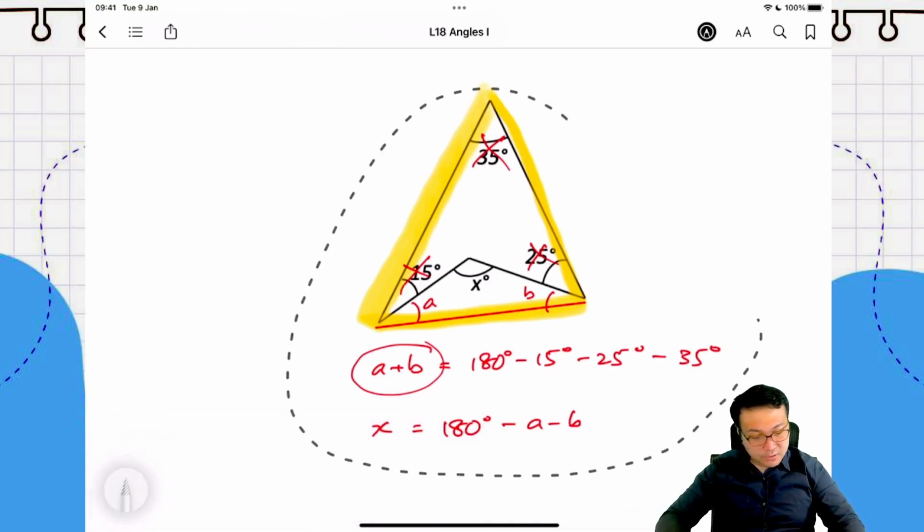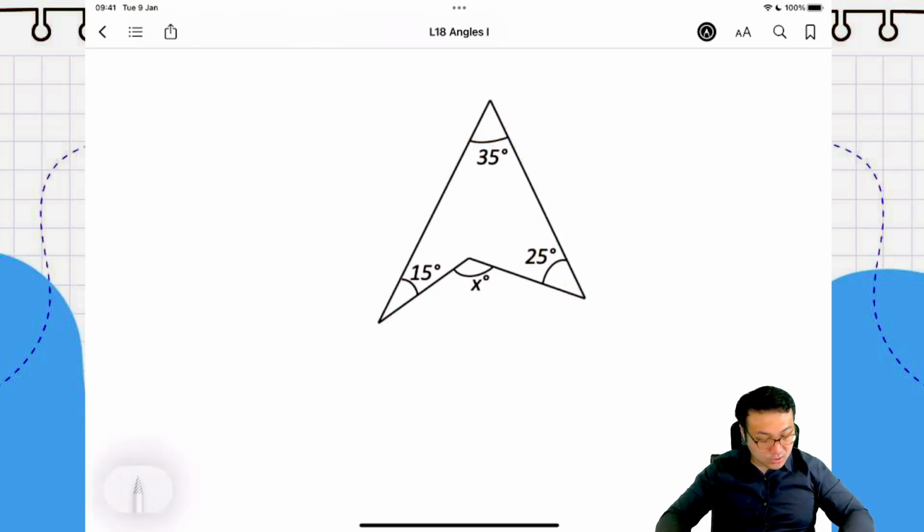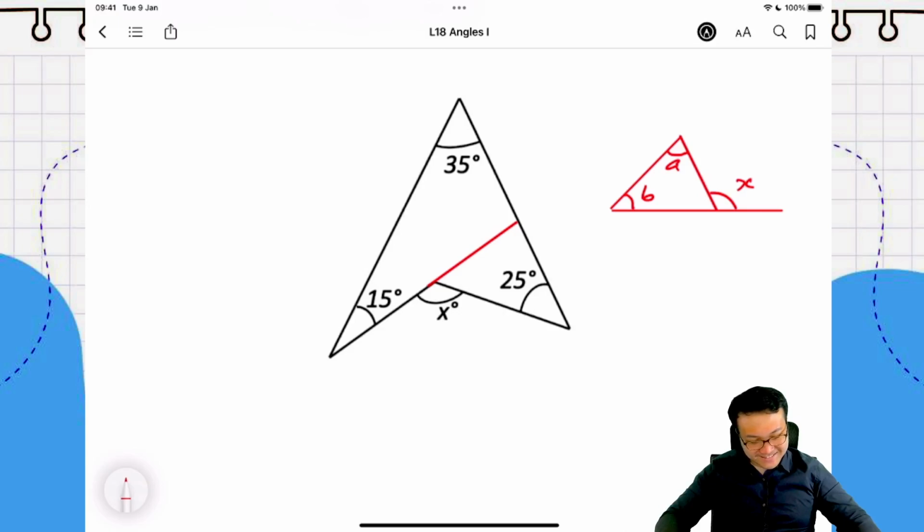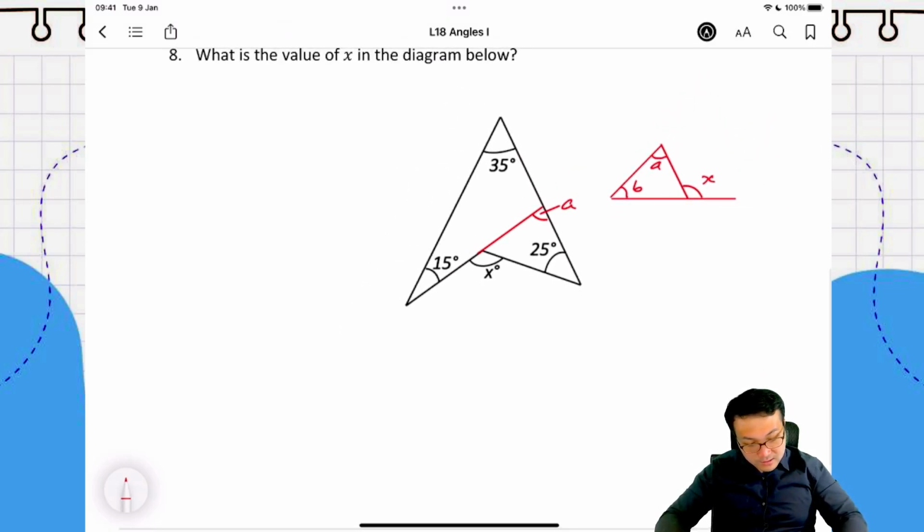No problem. Now, I'm not going to use this method. I feel that there's a shorter way. For the shorter way, we can use this method again. Students, how many times have we used this? So many times, right? I cannot count already. Can you see if I draw a line here, what happens? If I draw a line here, let's say I call this angle A. Angle A, alright? Then I know that the exterior angle equals A plus 25.